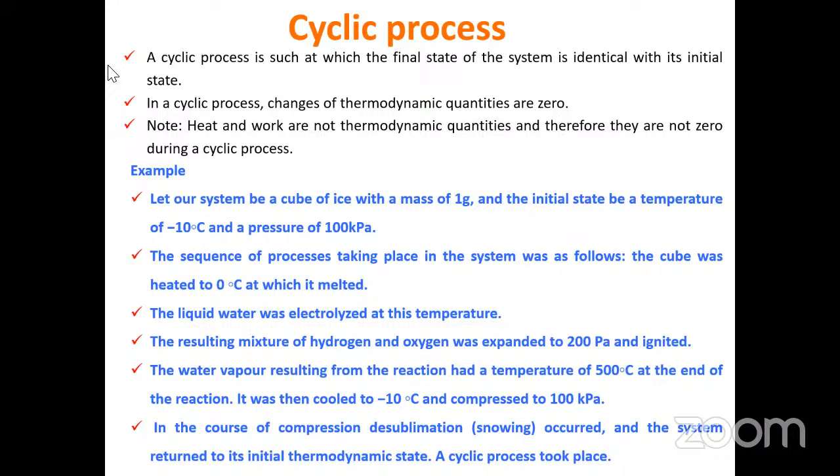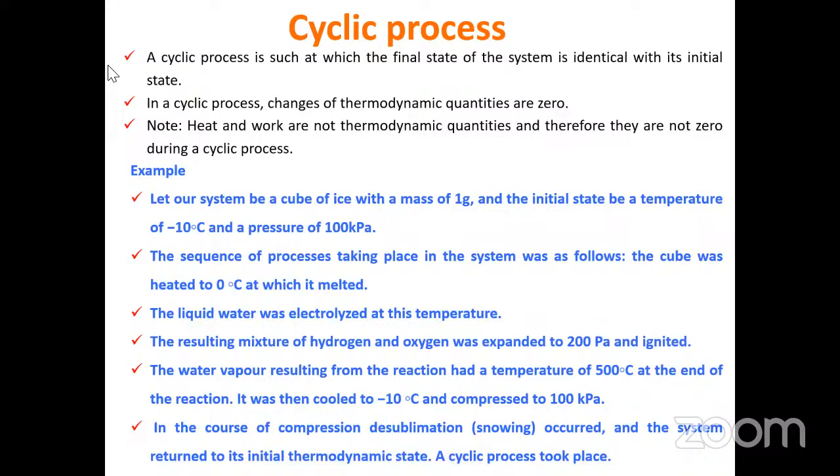Let's say we have a system to be a cube of ice. That's what we're studying, a cube of ice with a mass of 1 gram. And the initial state to be a temperature of -10 degrees centigrade and a pressure of 100 kilopascals. I hope you're noting all this. Mass of 1 gram, initial temperature of -10 degrees centigrade and a pressure of 100 kilopascals. We're talking of ice.